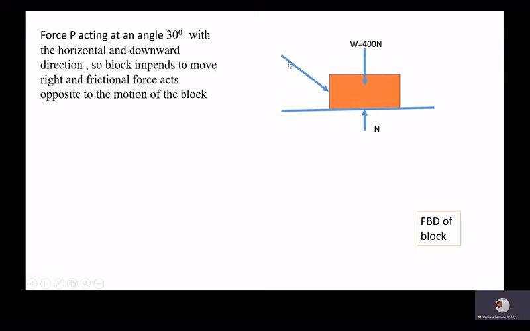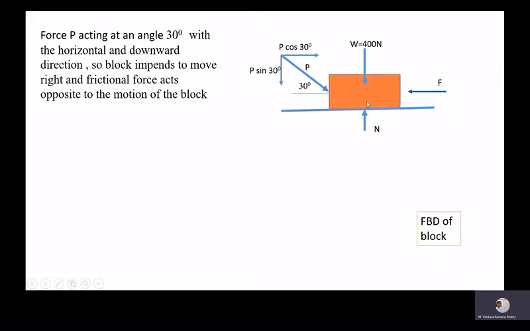And P is a downward force, and that's why it is making an angle of 30 degrees with the horizontal. Because of the application of the force P, the block is moving towards right, so frictional force acts in the opposite direction, towards left. P is an inclined force, so we have to resolve this force into horizontal as well as vertical components. The horizontal component is P cos 30 degrees and the vertical component is P sin 30 degrees.